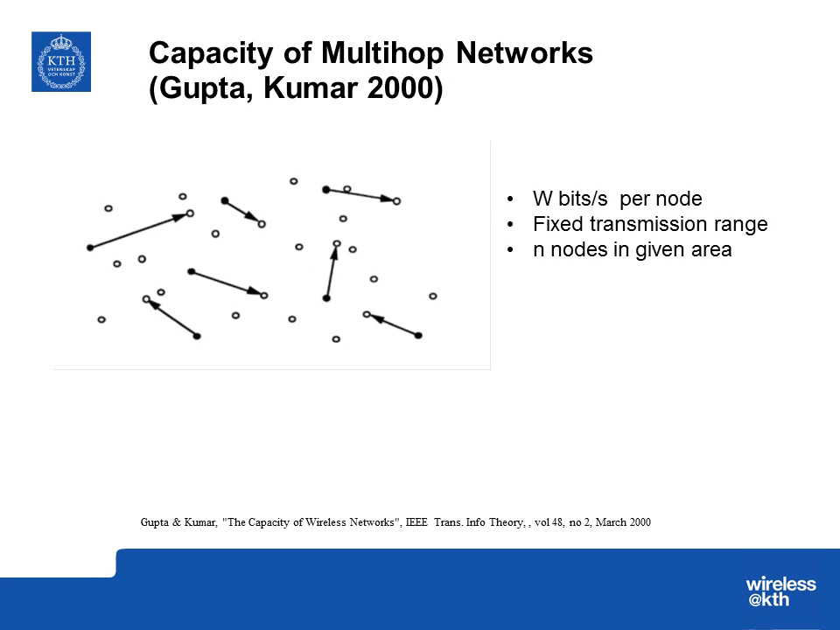There are, of course, distinct advantages with a multi-hop network, as it extends the range of the individual nodes, so we can get a much better coverage. But what is the drawback of multi-hop networking?